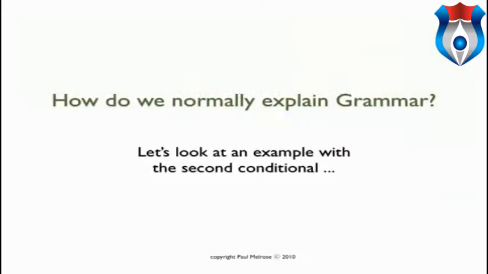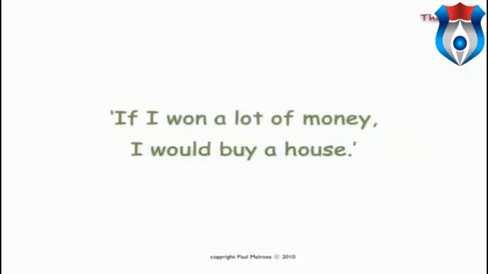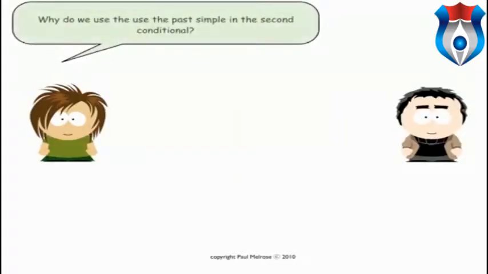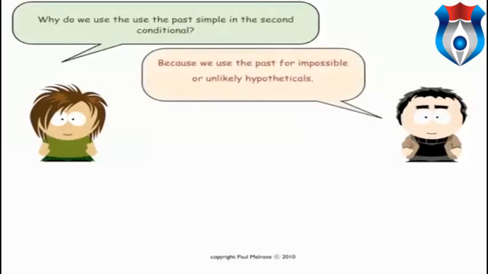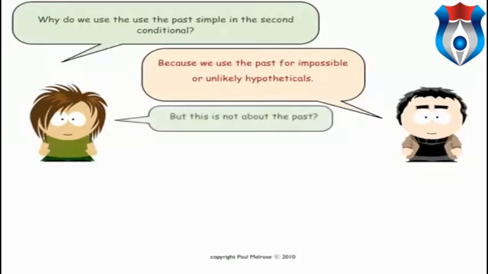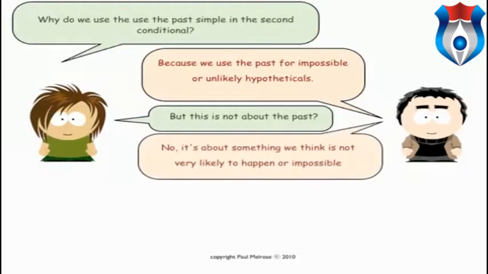And now, how do we normally explain grammar? Well, let's have a look at the second conditional. If I won a lot of money, I would buy a house. Here's an exchange between a student and a teacher. And the student wants to know, why do we use the past simple in the second conditional? And the teacher says, because we use the past for impossible or unlikely hypotheticals, which is absolutely correct. This is what we do. But the student wants to know, why are we using the past in the future? And the teacher says, well, we do it when we're talking about something that is unlikely or impossible.